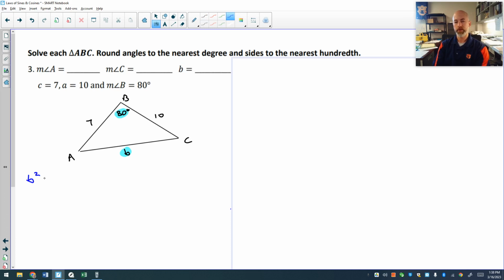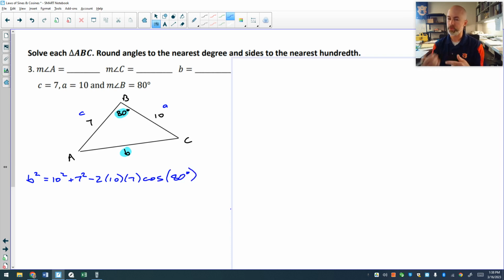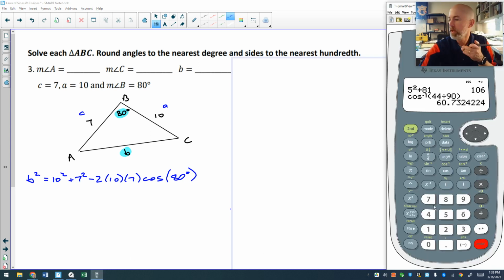B squared equals, and then my side length A is 10, side length C is 7. So it'll be A squared plus C, 7 squared, minus 2 times 10 times 7 times the cosine of 80 degrees. And this is the one where I can throw it on the calculator in one big step to get that right side. So I'm going to do that.